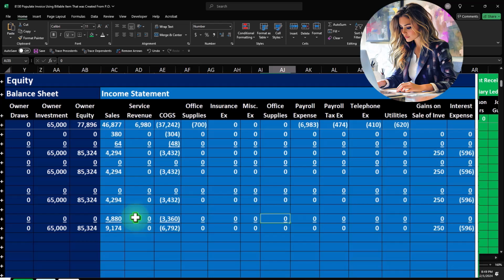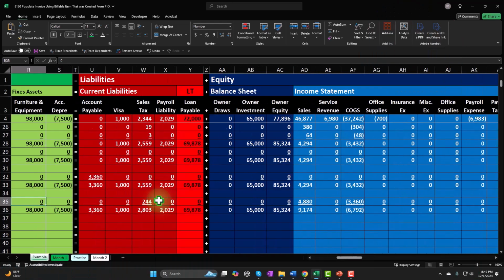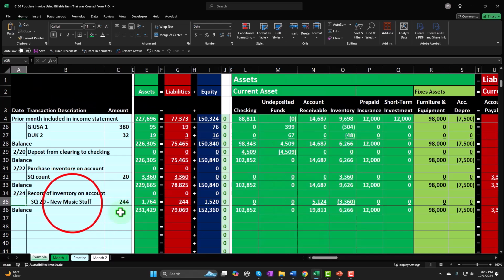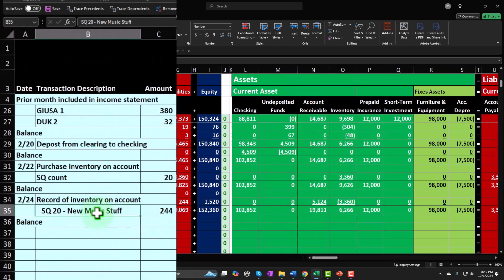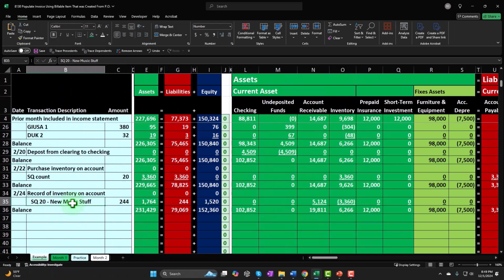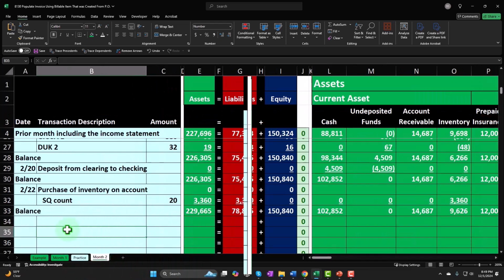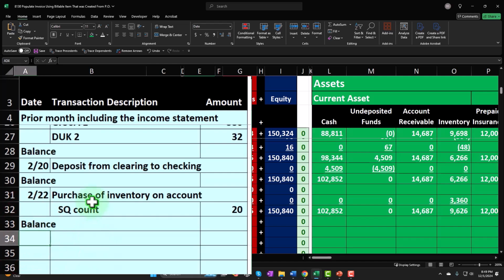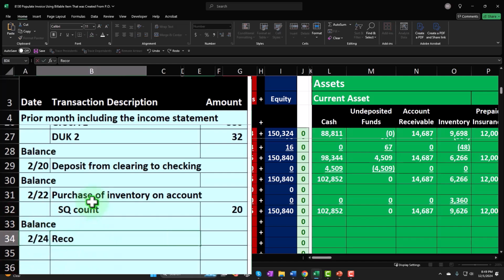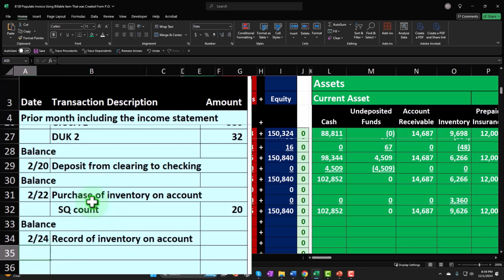So those are the things that we need to watch out for if we're in a QuickBooks system and we're using this linking process. And here we're just going to do the standard journal entry to see it in terms of the journal entry and the database. Okay, let's go to the month 2 tab over here. So we're going to say this is going to be on 2/24. So we're going to say we record inventory on account. So record invoice.